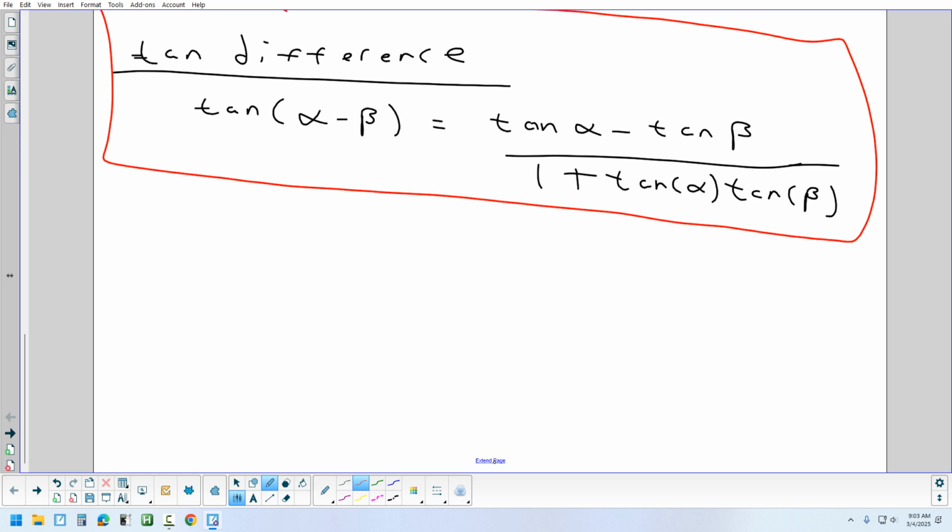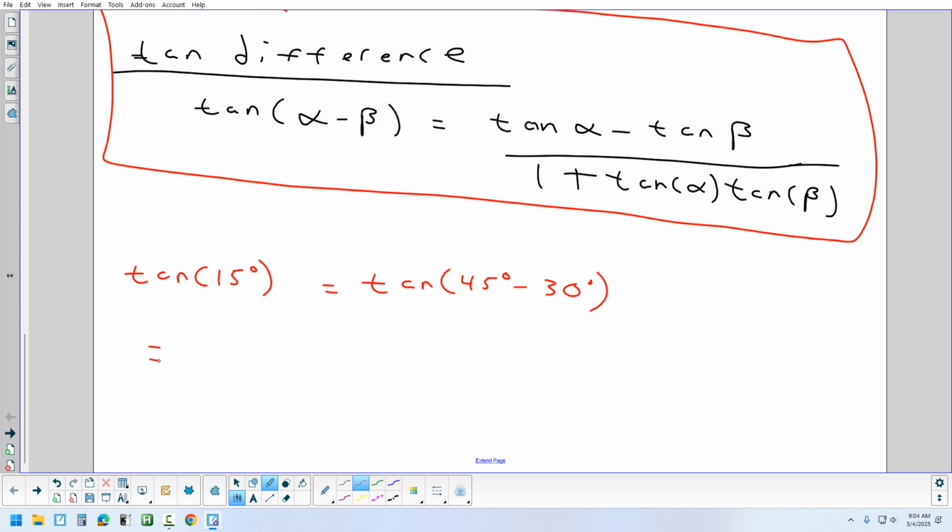So let's try a basic one, tangent of 15. Now, if you didn't know this formula, you could do the sine of 15, you could do the cosine of 15, and then divide the two, but you're doing two separate problems. It's going to take longer. How can I rewrite 15? Yep. Wouldn't that be tan 45 minus 30? Tan 45 minus 30. Yep.